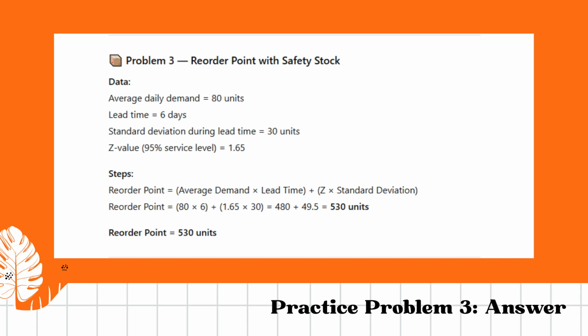That safety stock adds about 50 extra units. So, the company should reorder when its inventory drops to around 530 units. That keeps service levels high without tying up too much cash in extra stock.